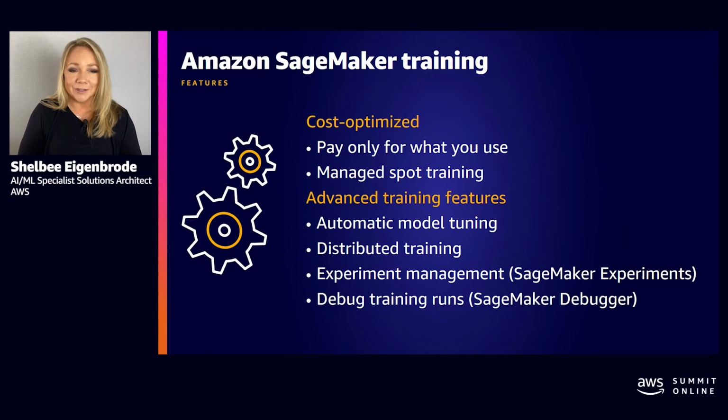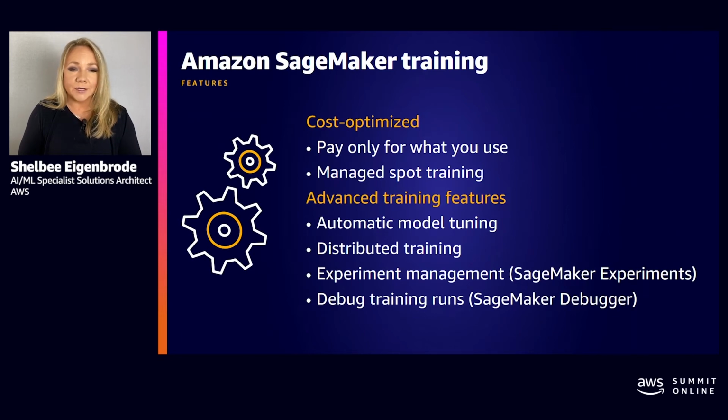Finally, you can use SageMaker Debugger to debug your training runs in real time. So you're capturing training metrics in real time. With this capability, you can stop a training job early if your model training metrics aren't improving or if your model is already hitting the desired accuracy. And what this does is it allows you to reduce cost and the time it takes to train that model.